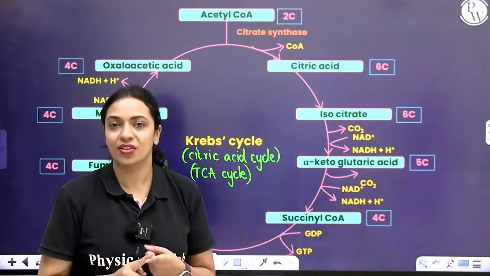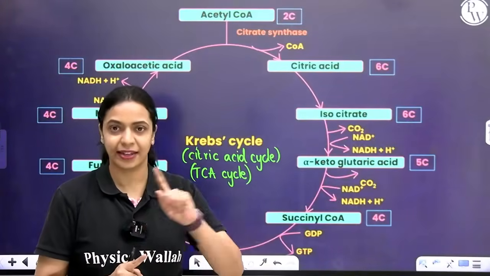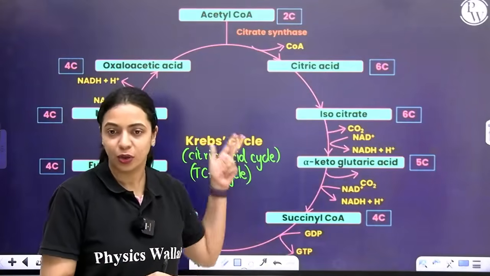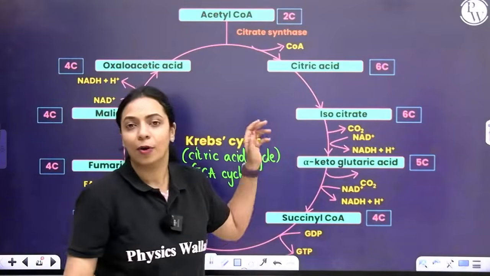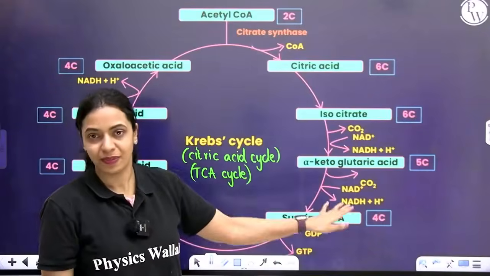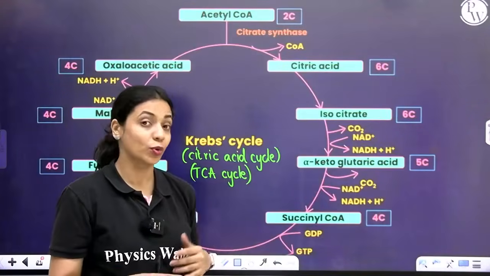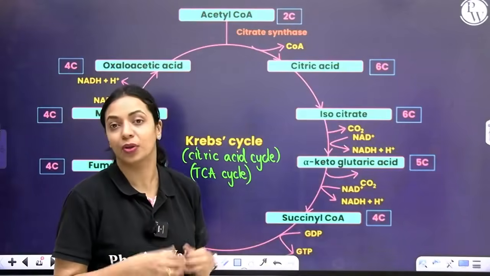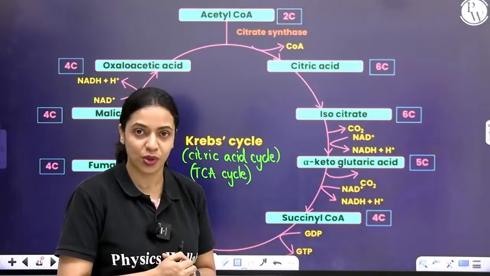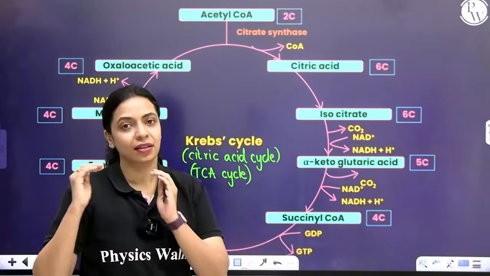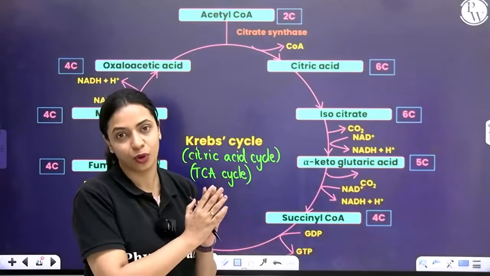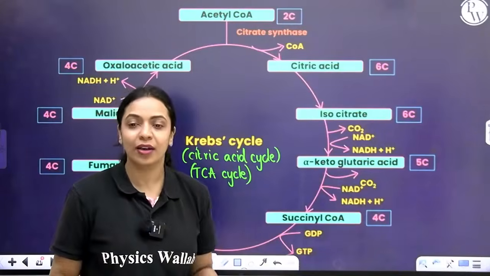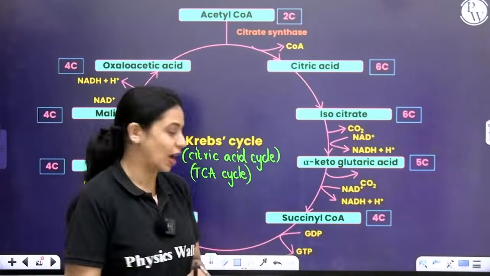We saw decarboxylation happening in the link reaction. We saw decarboxylation happening from isocitrate to alpha ketoglutarate right here. From alpha ketoglutarate to succinyl coenzyme A, we saw decarboxylation happening. I told you, in aerobic respiration, complete oxidation of glucose will happen. What do I mean when I say complete oxidation of glucose will happen? I mean that glucose will be completely broken down to give 6 molecules of carbon dioxide. Right now we have already obtained 6 molecules of carbon dioxide.